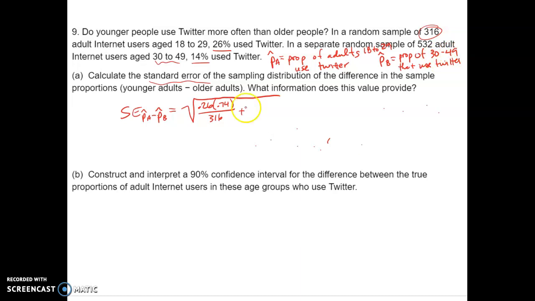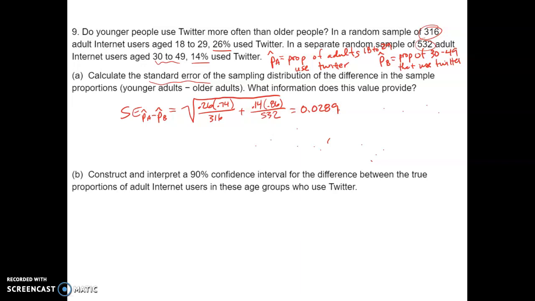So we've got 14% is our p hat sub b. We're going to multiply that by 0.86, or the complement of that, the people that don't use Twitter that are 30 to 49, divided by the sample size, 532, and there's your formula. Plug that into the calc, and you get about 0.0289.